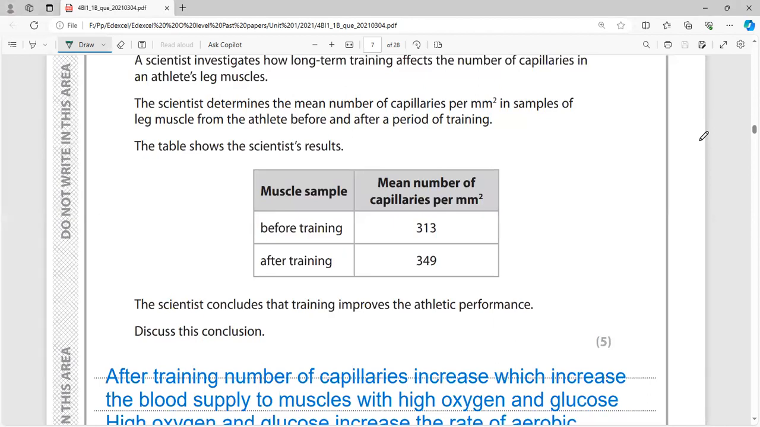Now discuss these conclusions. First, we need to use the results given in the table, and we need to describe our conclusions regarding that.